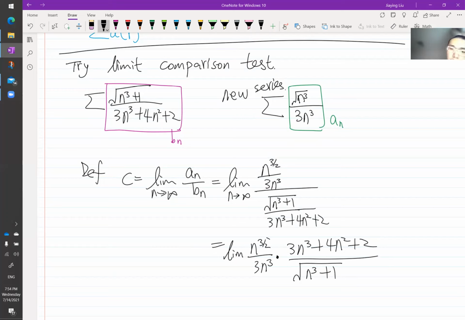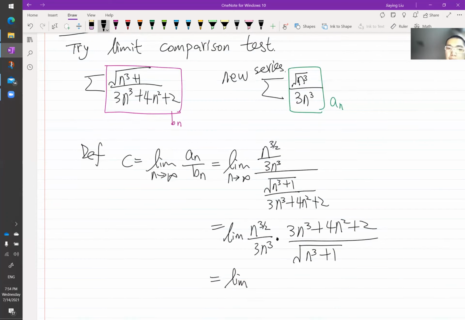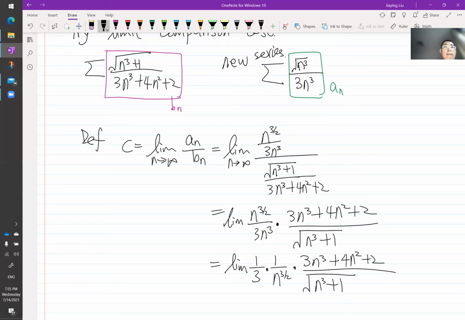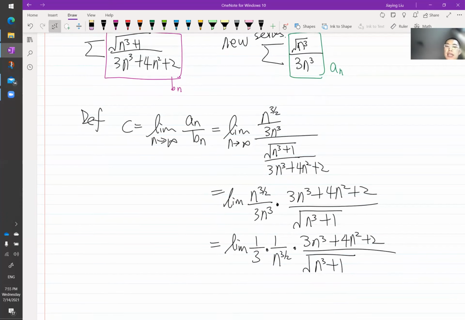And I'm going to simplify the fraction on the left. That's the limit of 1 over 3, and n to the 3/2 divided by n cubed is 1 over n to the 3/2, times 3n cubed plus 4n squared plus 2 divided by the square root of n cubed plus 1. And now I can combine the denominator.